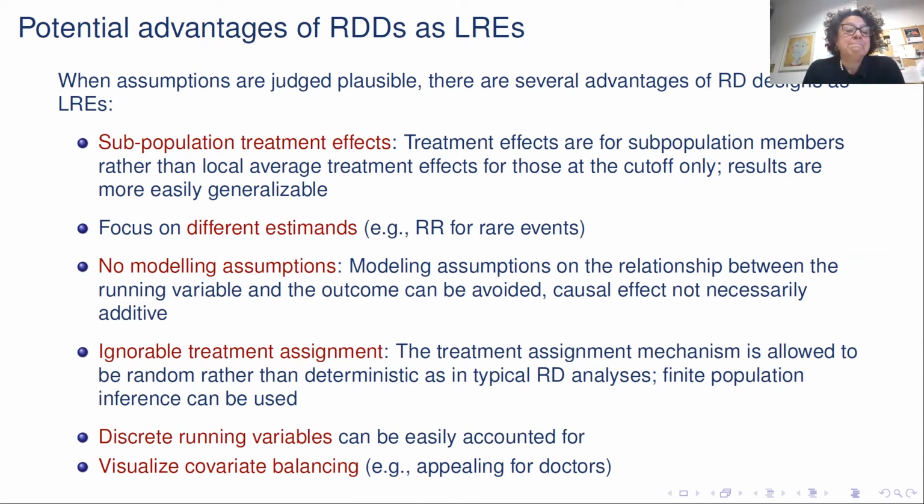And so, again, effects can be more easily generalizable or extrapolated also away from the cutoff point. We are also free to choose estimates, as for example was the case in our application, where leprosy is a rather rare event, and therefore relative risk, as opposed to an ATE, an average treatment effect, is more appropriate. We don't necessarily need to model the relationship between the running variable and the outcome, and causal effects are not necessarily additive, as is instead oftentimes the case when using the continuity approach.